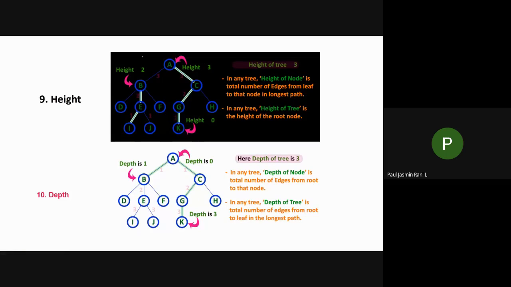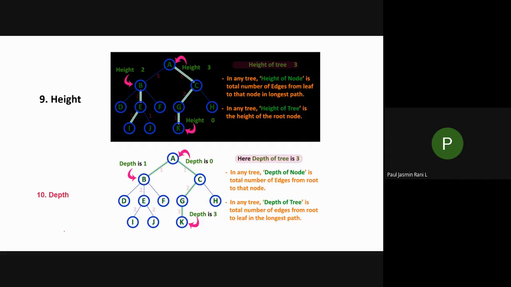So this is how you have to calculate your depth. What is the definition of depth? The depth of a tree is the total number of edges from the root to the leaf node. Remember this: depth is calculated from the root node to the leaf node, and height is calculated from that particular node down to the leaf.